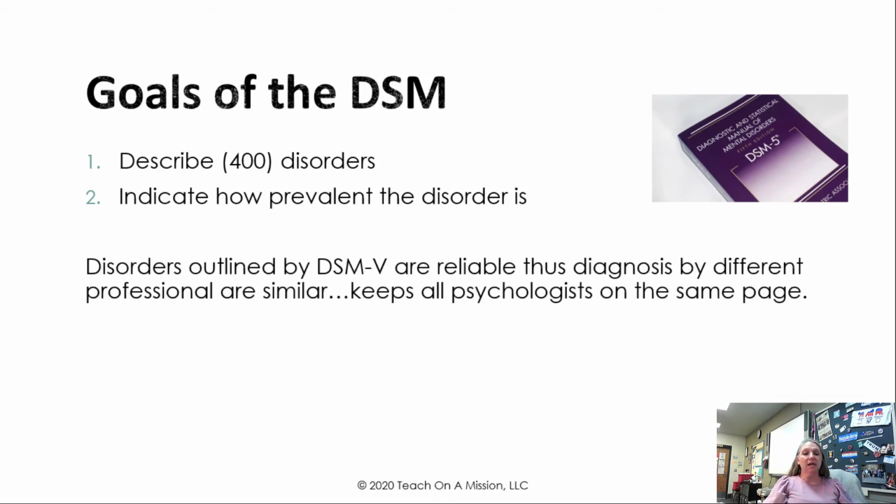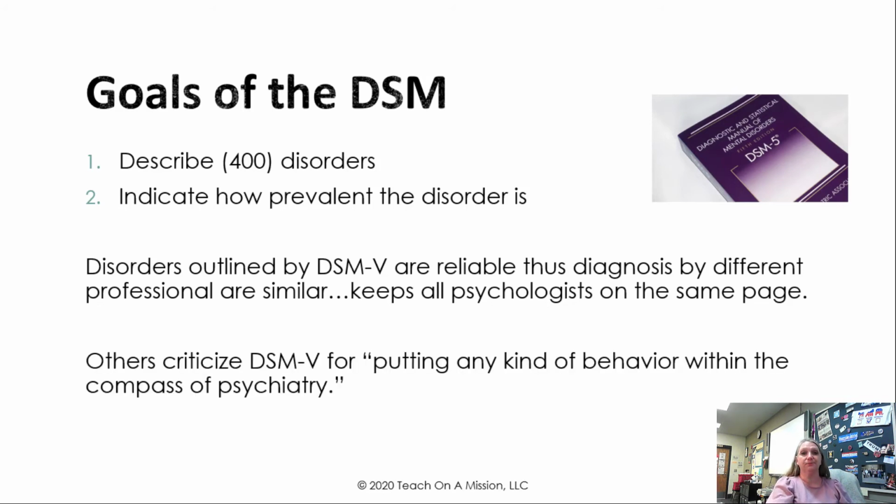Now, disorders outlined by the DSM-5 are reliable, thus diagnoses by different professionals are similar, because if you're using the DSM, you're going to get a reliable diagnosis every time, no matter what doctor you go to. It helps doctors be consistent and get similar treatments if a patient has to switch doctors.